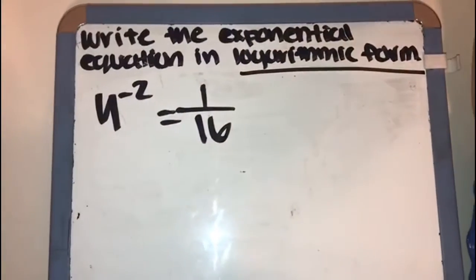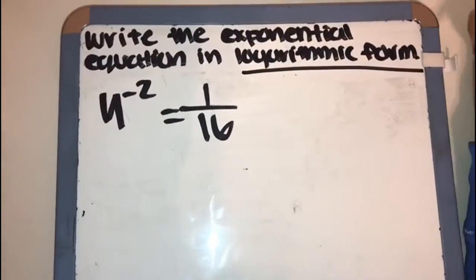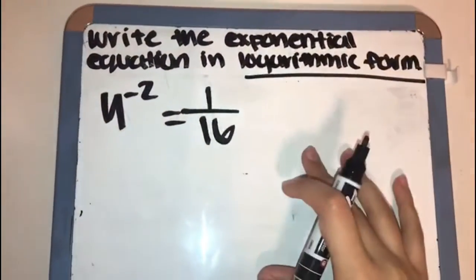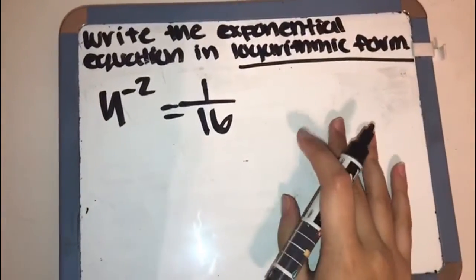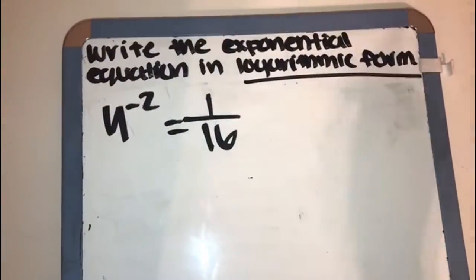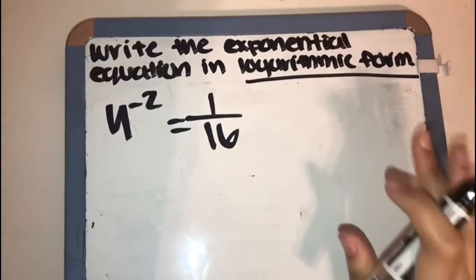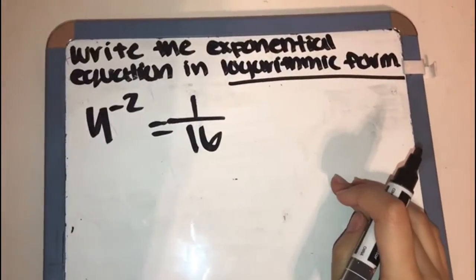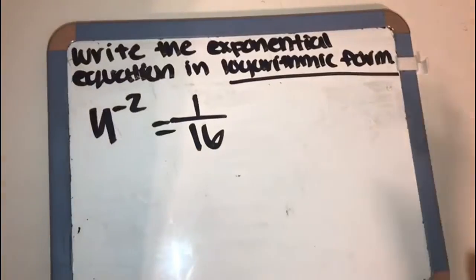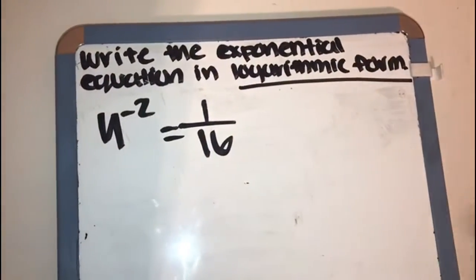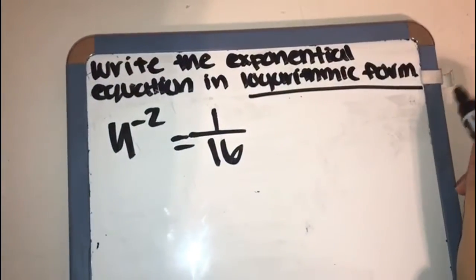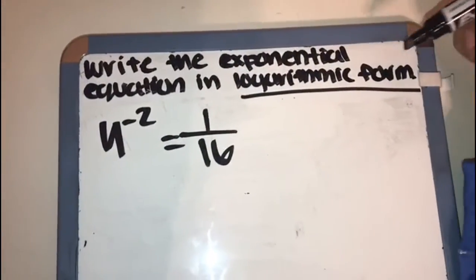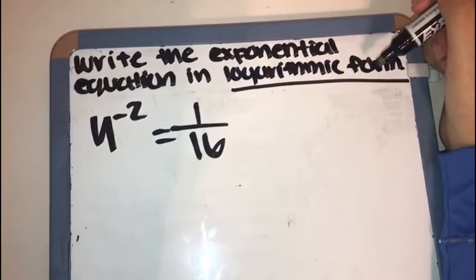Okay, so the first problem we're going to be doing, we're going to be explaining a lot, and this is a basic equation which you should know how to do before you start solving complex equations or logarithm functions. It says to write the exponential equation in logarithmic form. I underline logarithmic because logarithmic forms always involve logs.